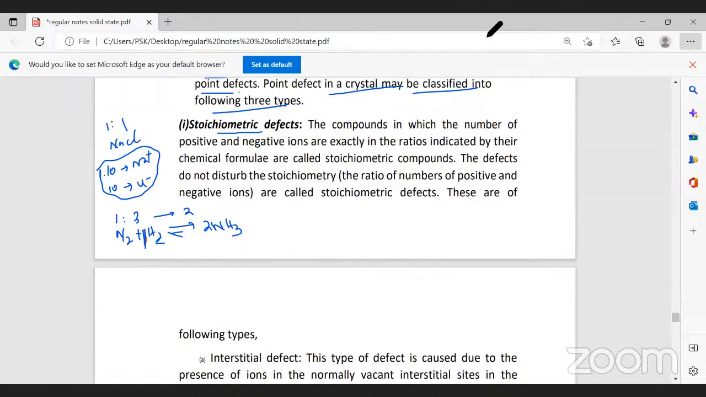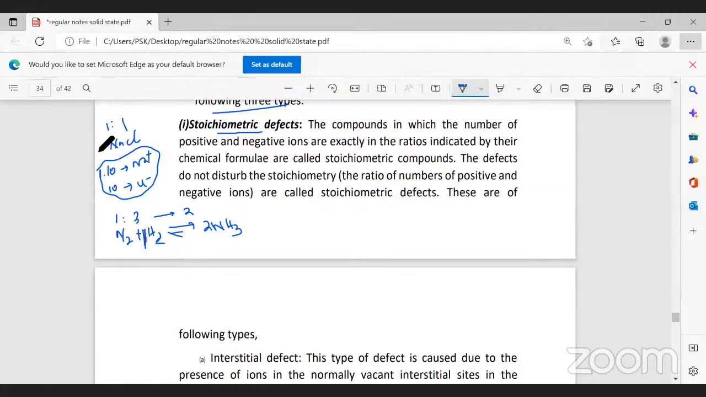Students, please talk to me. Now, if I say 10 sodium and 11 chlorine, is this ratio balanced now? Is it 1:1? No, sir. That means the number of negative ions is more here compared to the number of positive ions. All right. Now we will learn what is stoichiometric defect.